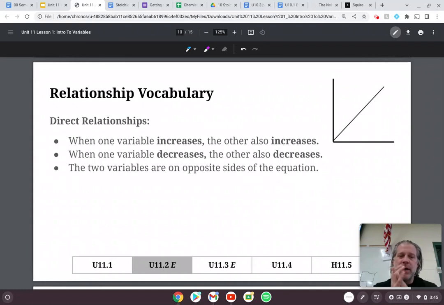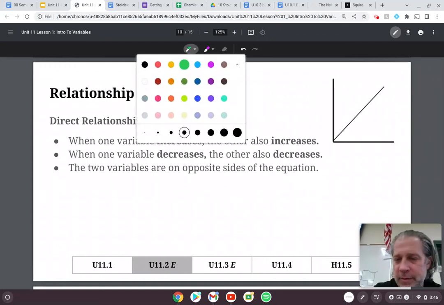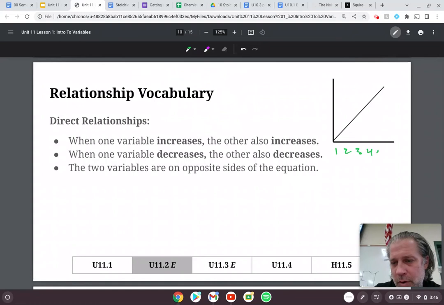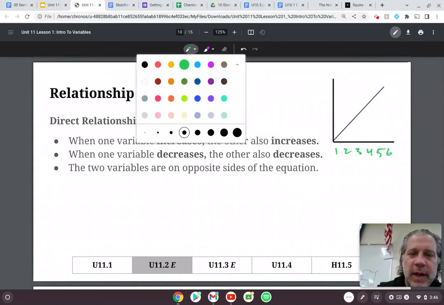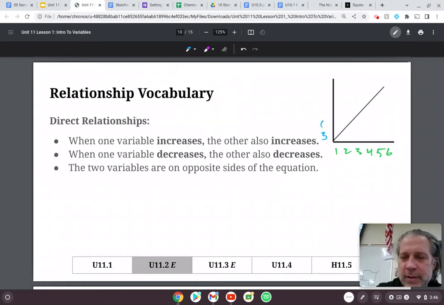So when you look at a graph and the graph says that one variable increases, like in this case, you might have 1, 2, 3, 4, 5, 6, and this one might be something like 3, 6, 9, 12. So basically the variables on each axis are getting bigger. They're both increasing. So when one variable increases and the other variable also increases, we call that a direct relationship.